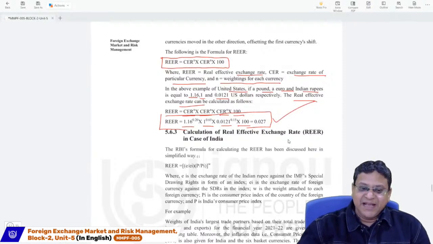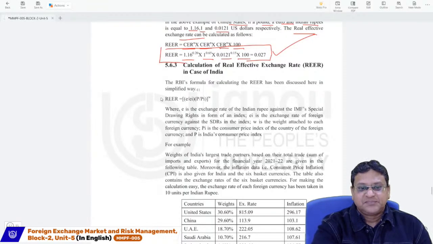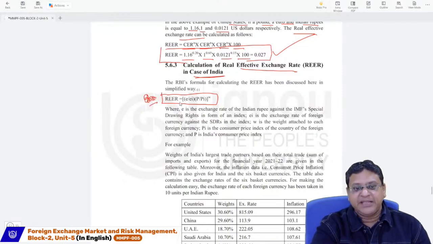Similarly, in India, the RBI uses a particular formula to calculate RIR. This is the formula we use in India, as given by the RBI. RIR is equal to (E divided by E1) into (P divided by P1), whole to the power W.